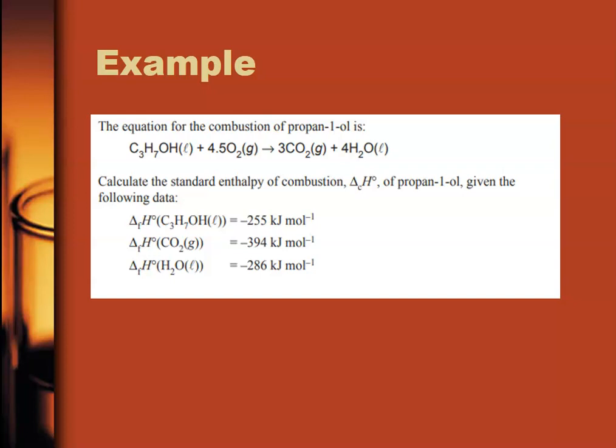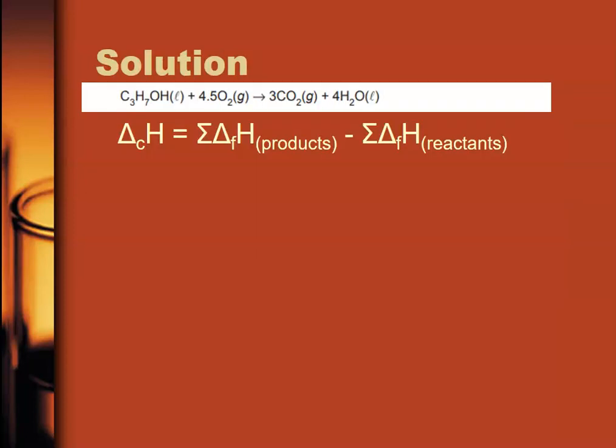So how do you go about doing this? Well, the first thing you're going to do is write the equation. You've been given the balanced chemical equation, and you're going to write the mathematical expression for it. Enthalpy of combustion in this case, or it could be the enthalpy of any reaction, is the sum of the formations of the products minus reactants. Remember that capital sigma means the sum of.